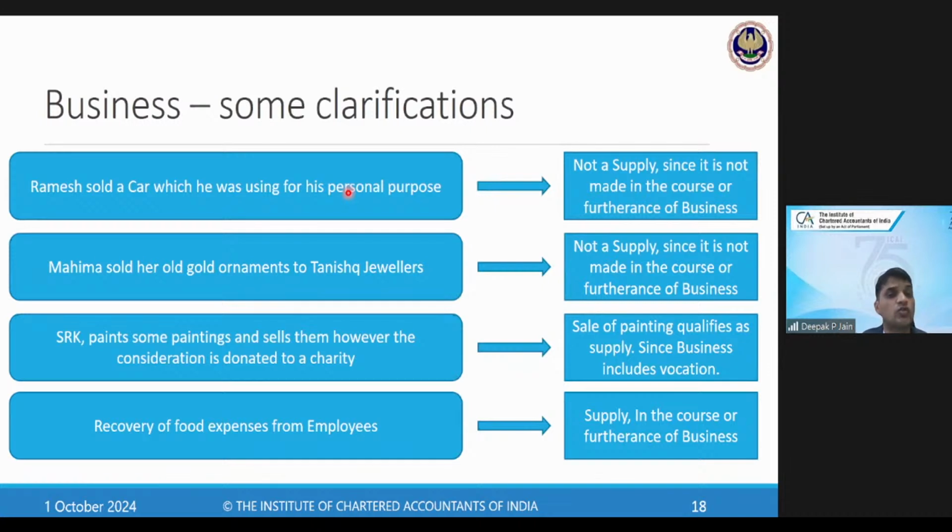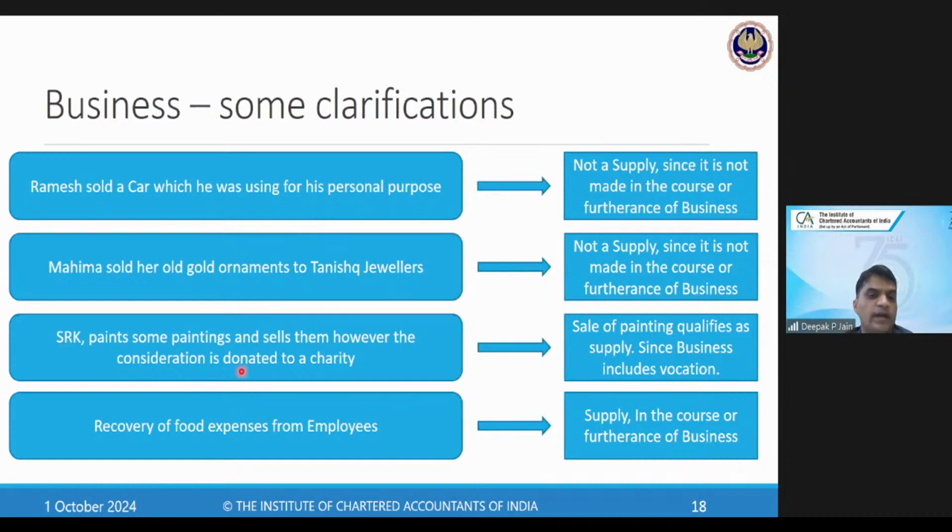Second is Mahima sold her old gold to Tanishq. Tanishq is buying old gold, so she sold off all her old gold and got in return some additional goods. When Mahima sold her old gold to Tanishq, it is still not a supply for Mahima because she is not a supplier. For Tanishq, it is a supply, but they don't have to pay any reverse charge because under reverse charge notification, there is no mention that if you buy old gold, you have to pay GST. So they will also not pay GST.